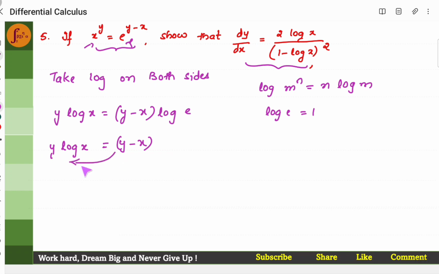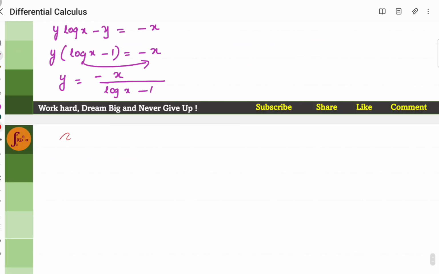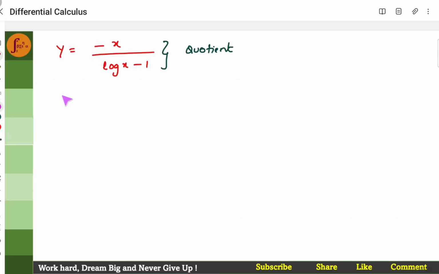What I'll do, I'll bring y to one side and x to the other side. So what I'll get, y log x minus y is equal to minus x. I'll take y as common. So I'll get y (log x minus 1) is equal to minus x. So I'll shift this to the other side. This is in multiplication, right? It will get into division. It will come to the denominator. Basically, y is equal to minus x by (log x minus 1). We can also write this as y is equal to x by (1 minus log x). Right? If I take minus to the denominator, I can write it as 1 minus log x, so that the numerator becomes positive.